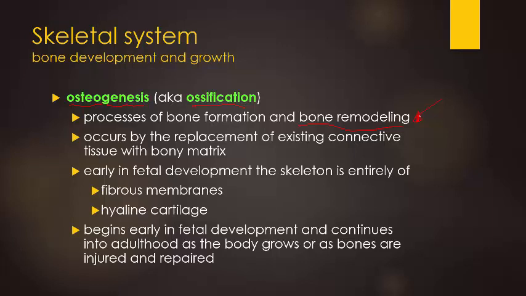Early in fetal development, the skeleton, or the elements that will become the skeleton, exist entirely as either fibrous membranes, membranous connective tissue, or as hyaline cartilage, that cartilage where the protein fibers are clear. Osteogenesis begins early in fetal development, I think it's about 6 weeks, and it continues into adulthood as the body grows or as bones are injured and repaired.